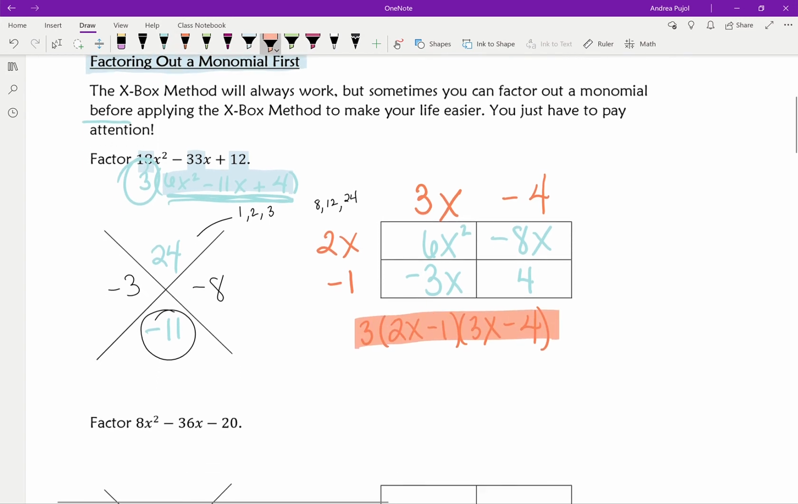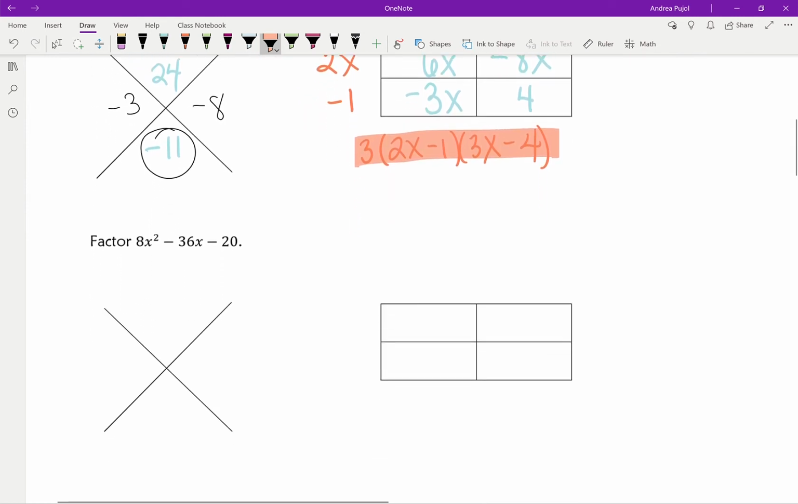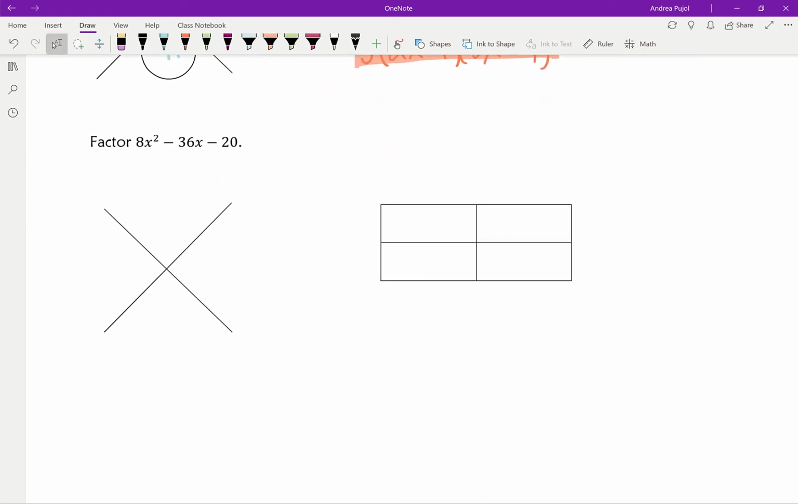So it's the same process as before, but it is complicated a little bit by the leading coefficient. For the next one, again, I'm going to think, is there a GCF that I can bring out first? So I'll look at each of these coefficients and the constant at the end and think, is there a number that goes into all three? And in this case, 4 is the greatest common factor. So what will go inside the parentheses is 2x squared minus 9x minus 5. And I have to remember to keep that 4 in the end.